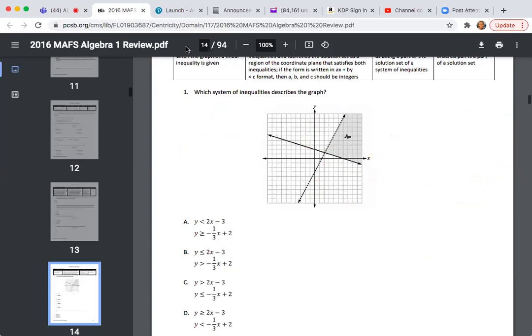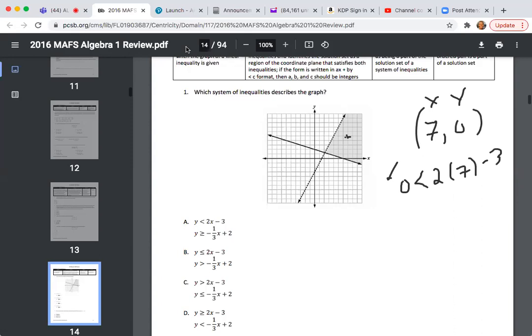On the x-axis, I'm going to do 1, 2, 3, 4, 5, 6, 7, 0. 7, 0. Listen to me. This is x, this is y. So I'm going to start plugging these into each one of these equations one at a time. If I go to letter A, I'm going to plug in 7 for x, 0 for y. So I get 0 is less than 2 times 7 minus 3. And this one checks out.